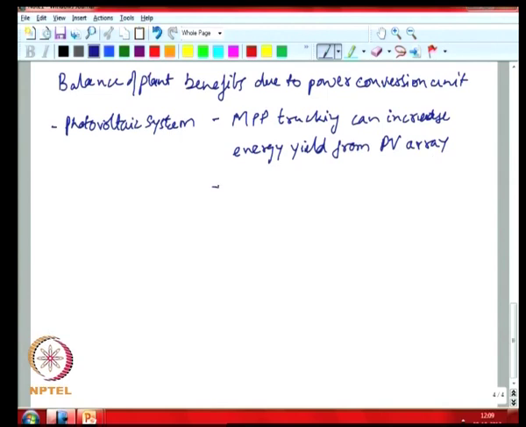Also, you might have a situation where maybe because of your topology choice, maybe a string inverter or a module inverter rather than a centralized inverter can actually harvest more power, which means again you can have a smaller array which is producing more power. Okay.